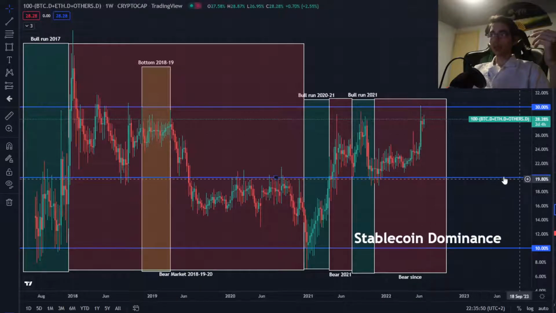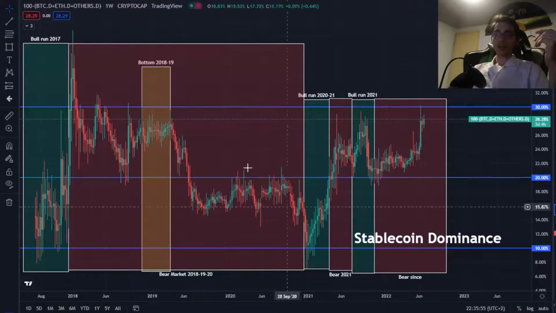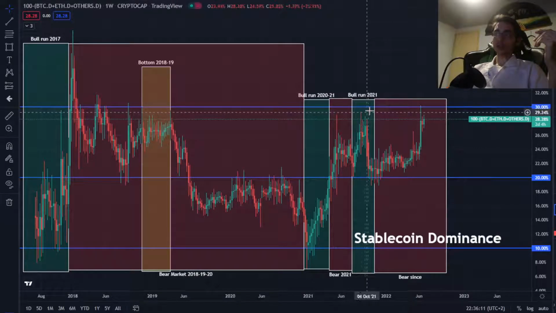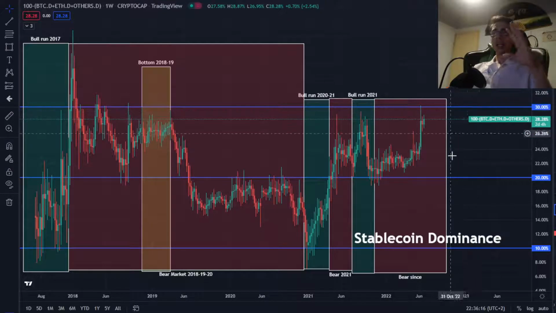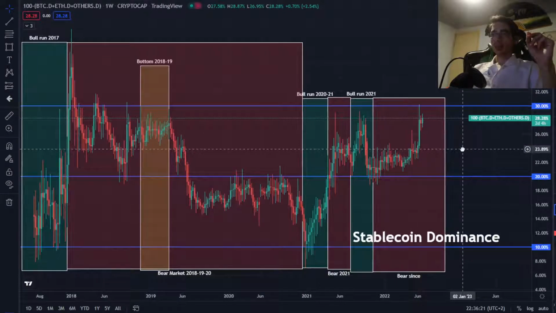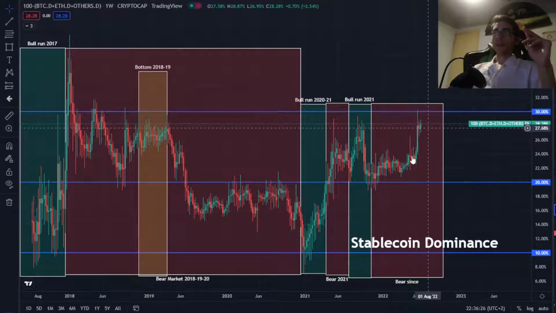We may reach 20. As you see, we reached the 10% in stablecoin dominance at the very end of the bear market, and started rising up to 30% that we reached also in the bull run in August, September, and October. And we could see the same thing again happening in the next bull run, when we'll have a mass adoption, and so a rise here in stablecoins.